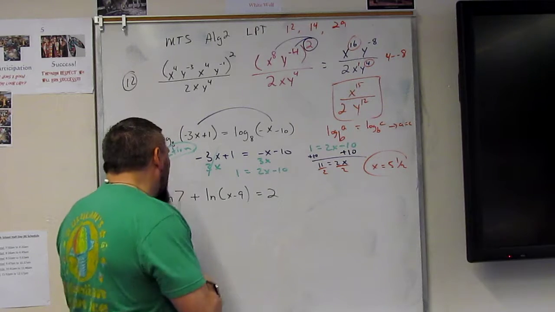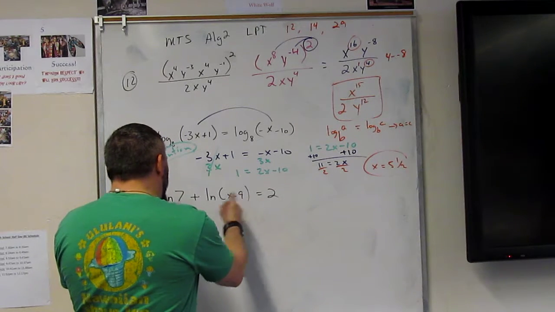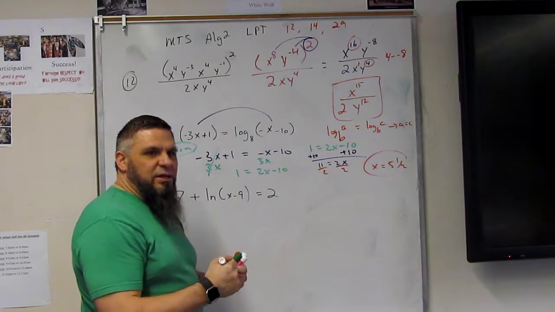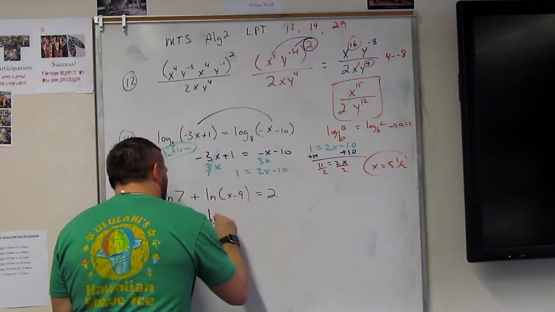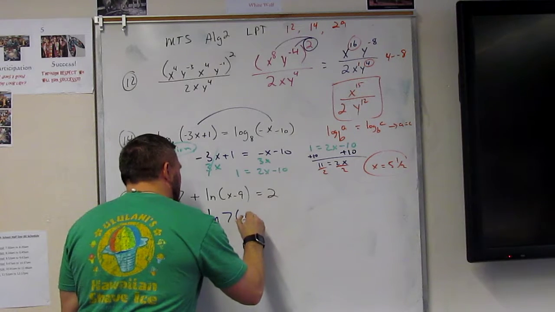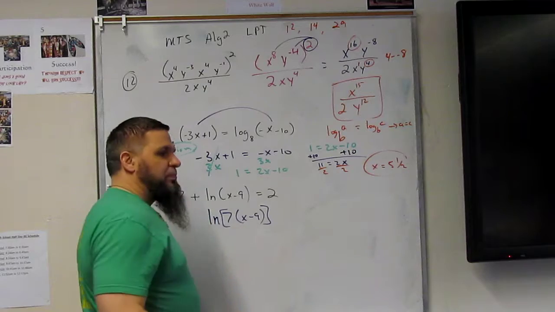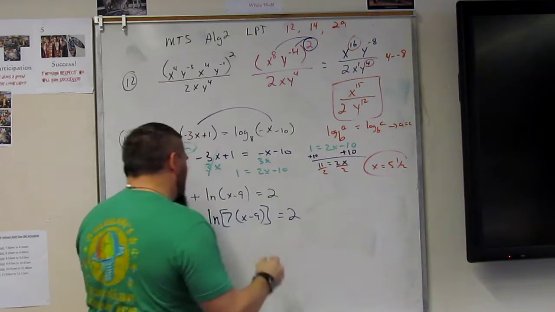Okay. So I can't just, if I'm adding them, then I can be multiplying, right? Condense it. Okay? So ln of 7 times x minus 9 equals 2.